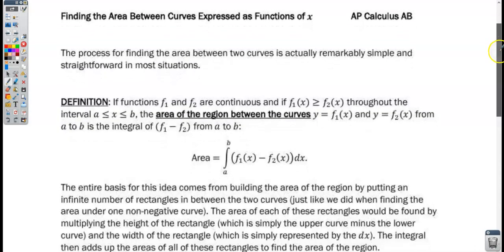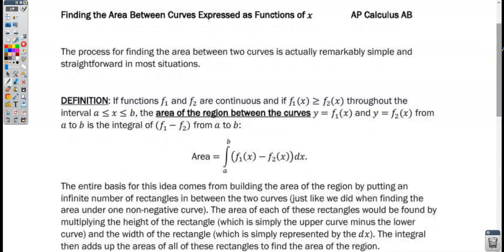A little bit of a definition about how that works. It's actually pretty straightforward. We had some complexity when we talked about area between a curve and the axis, where we had to pay attention to whether the curve was above the axis or below the axis. We don't really have anything like that to worry about when we're finding the area between two curves. It always follows the same kind of idea.